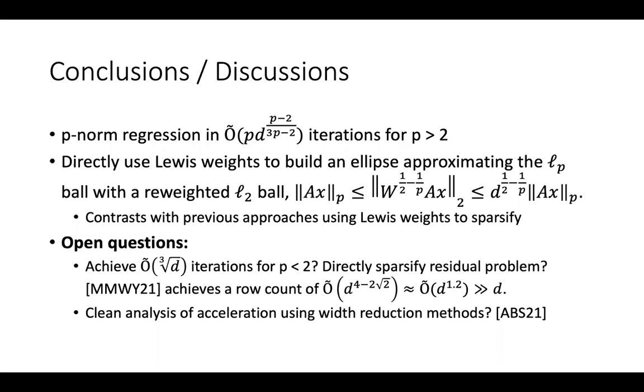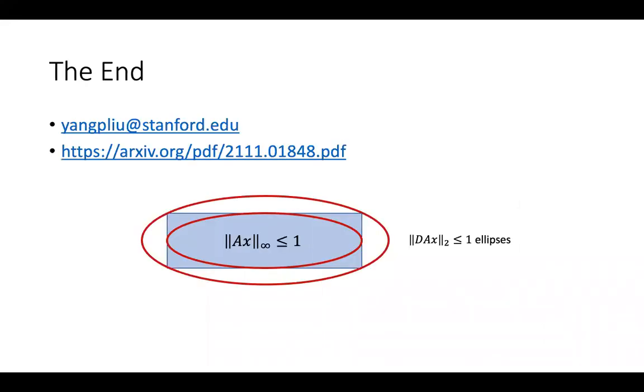And another natural question, which is connected to this work, is to give a clean analysis of acceleration using width reduction methods. This was done in some sense in ABS for quasi self-concordant functions, but I'm just asking in general, can we show a very precise connection between acceleration and width reduction multiplicative weight methods? And yeah, that's the talk.